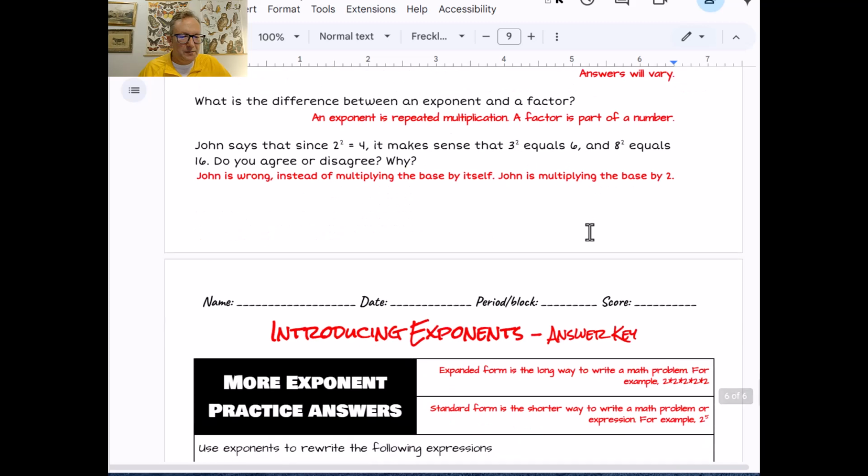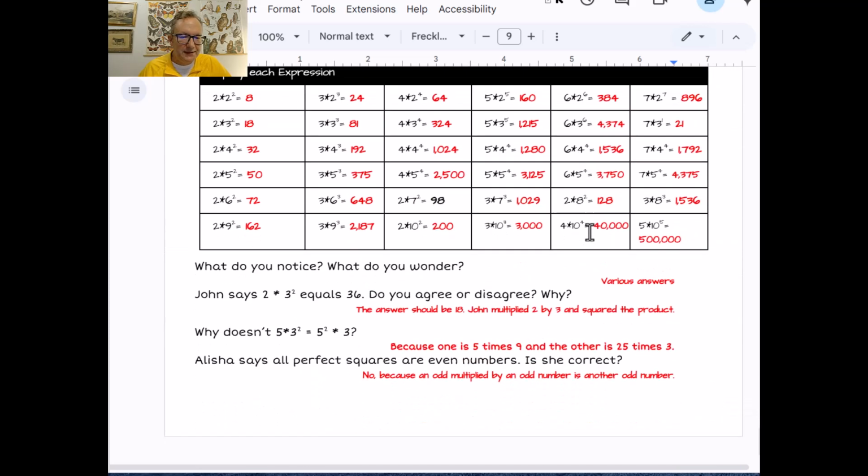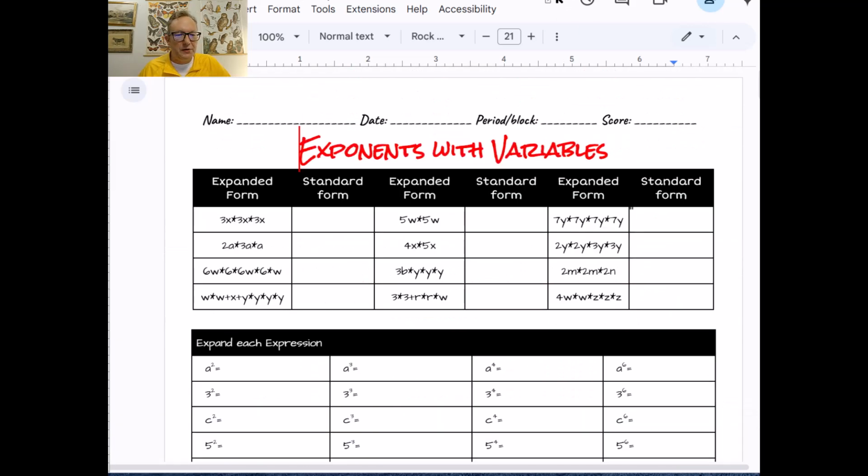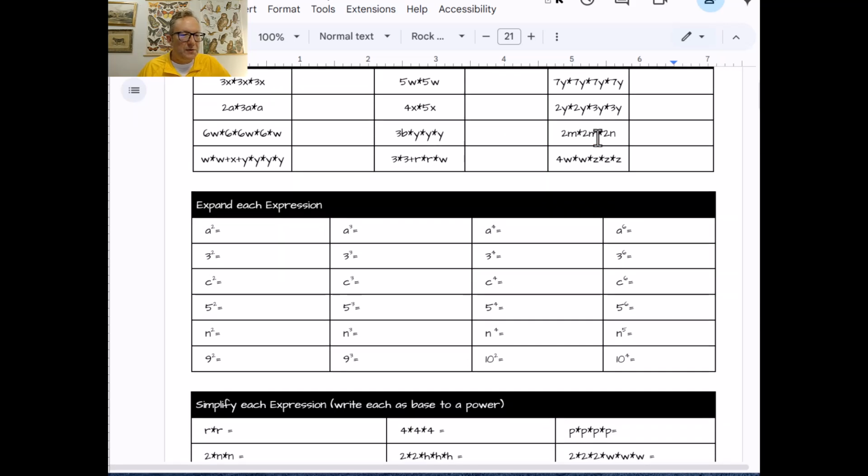Then that's the emerging. That's the entry level. Let's look at the emerging. The emerging pretty much starts off where the entry level one finished. So we've got expanded forms.